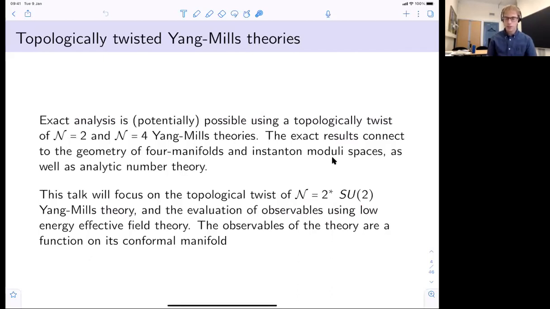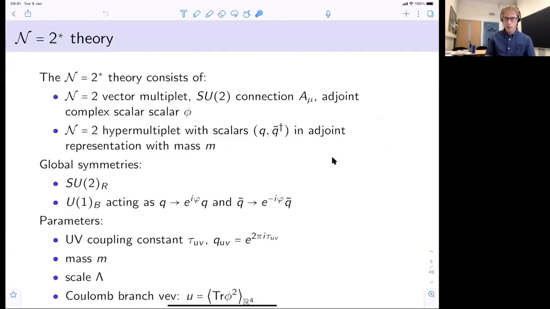And we'll see that this theory has a superconformal manifold because it's a deformation of n=4 Yang-Mills. As a result, the observables of the theory are a function on the conformal manifold, or a function of the UV coupling constant. Okay, so let me spell out this theory in a bit more detail.